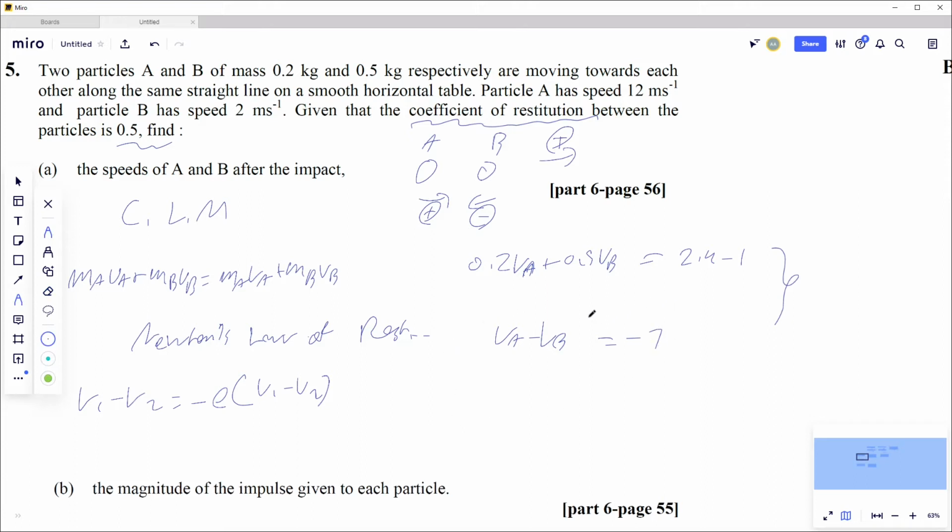I just simplified. Now you can see we have two systems. Let me simplify this too. 2.4 minus 1, that will be 1.4. Now we just have to figure out what to do. You can do substitution, you can do linear combination. I'll do linear combination just by multiplying here by 0.5.